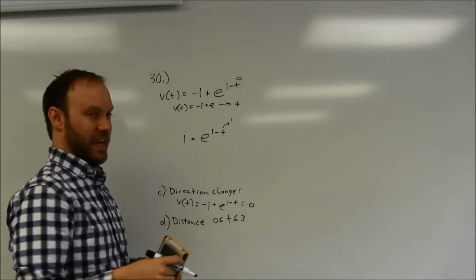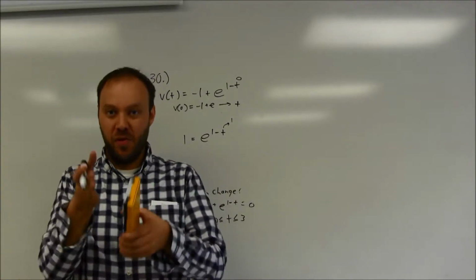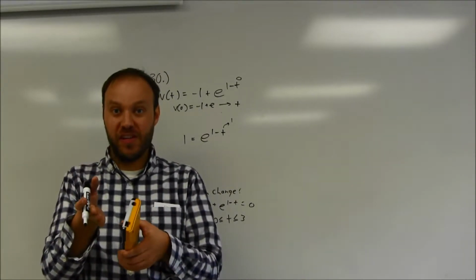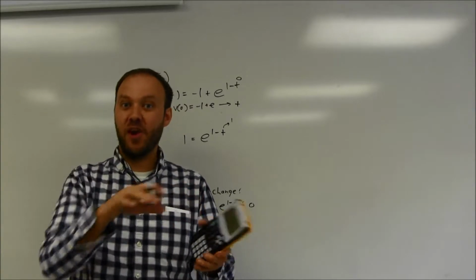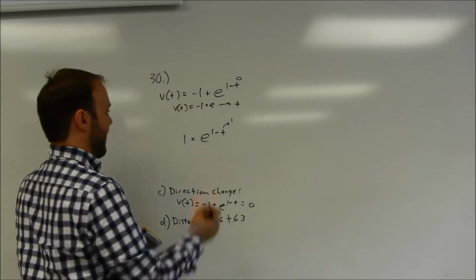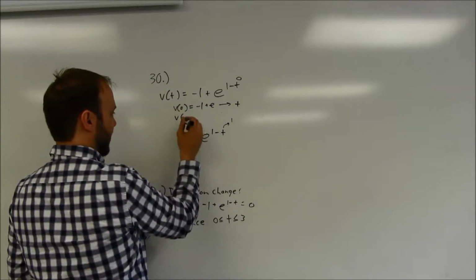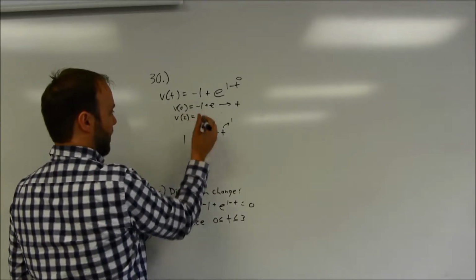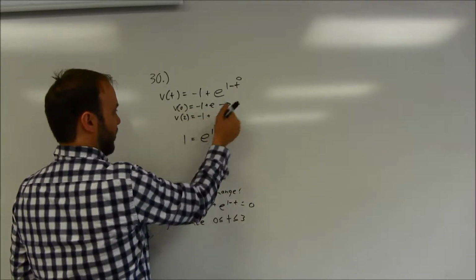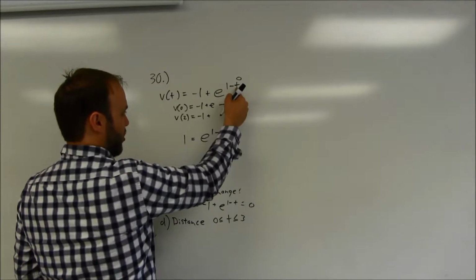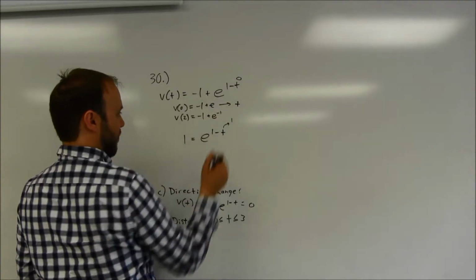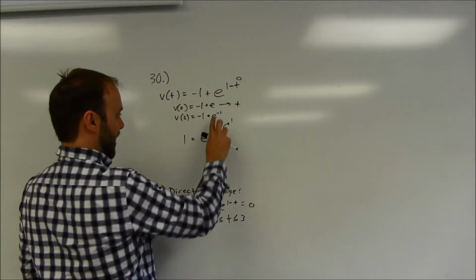Then I need to check something past 1. So at 1, the velocity becomes 0, and the question is, does it become positive again after that, or does the velocity go negative? So I'll check the velocity at 2. That would be -1 plus e to the 1 minus 2, that's e to the -1 power, which is 1 over e.